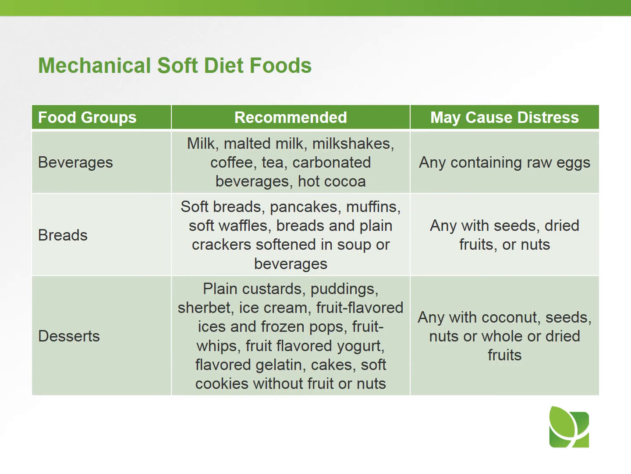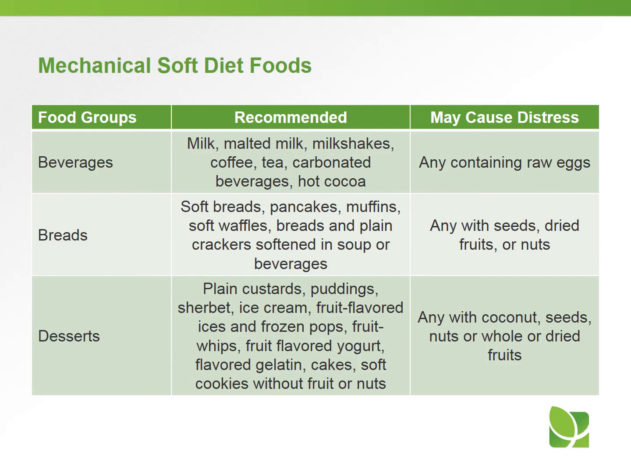So here's a list of some of the food groups and items that you could have on a mechanical soft diet, and then the items that should be avoided. Under beverages, milk, malted milk, milkshakes, coffee, tea, that's fine, but anything containing raw eggs may cause distress.